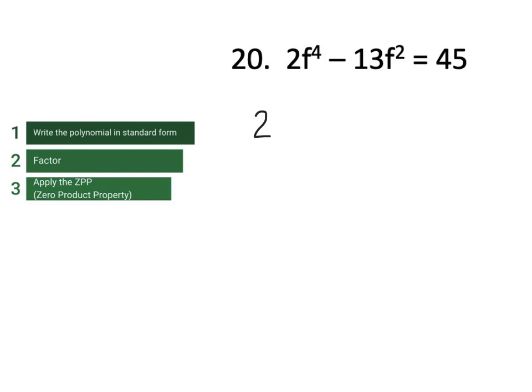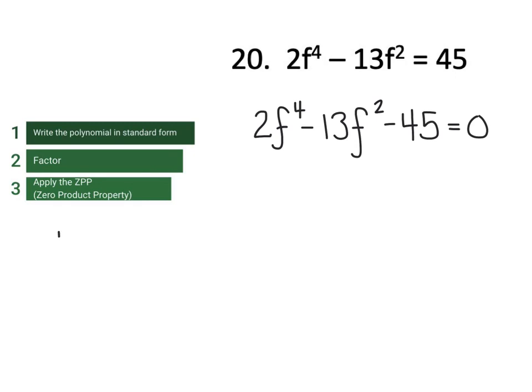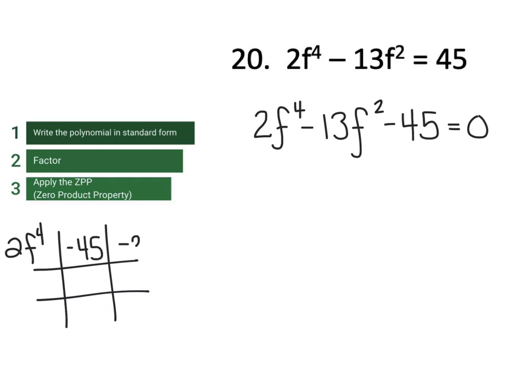Should have started by placing it in standard form, which is 2f to the 4th minus 13f squared minus 45 equals 0. So first thing I look for is the greatest common factor. I don't see anything that pulls out of all three terms. So next, since it's a trinomial, I'll try tic-tac-toe off on the side, where I would have 2f to the 4th here, negative 45 in the middle, and my checking term is negative 13f squared.